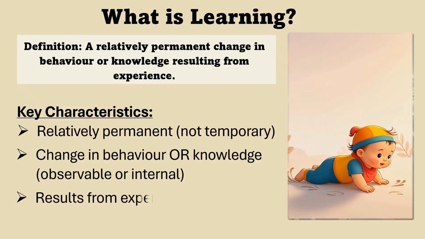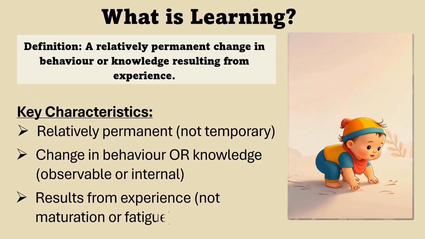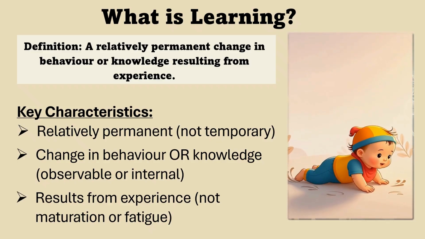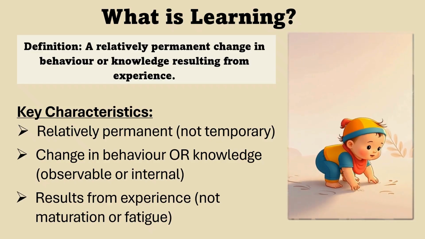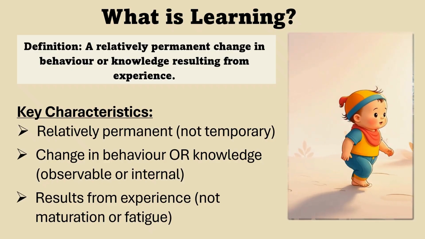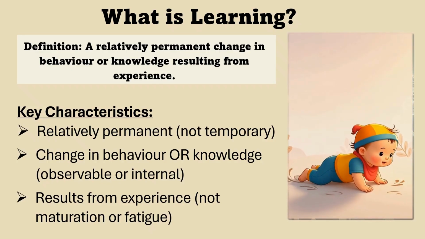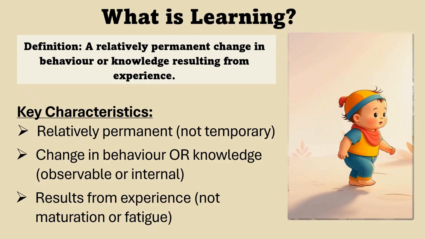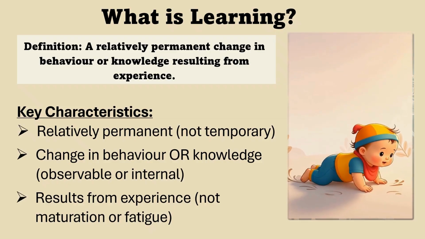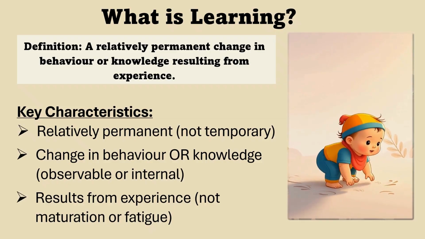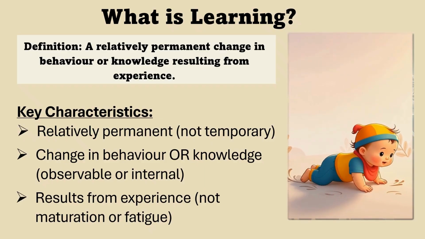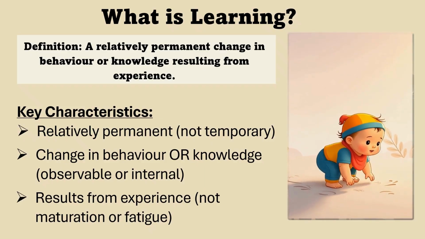Third, learning results from experience. This excludes changes due to biological maturation. A baby learns to walk partly through maturation, but learning to walk skillfully requires experience and practice. So, learning explains how organisms acquire new skills, habits, information, attitudes, and behaviors. It's the fundamental process through which experience shapes who we are.